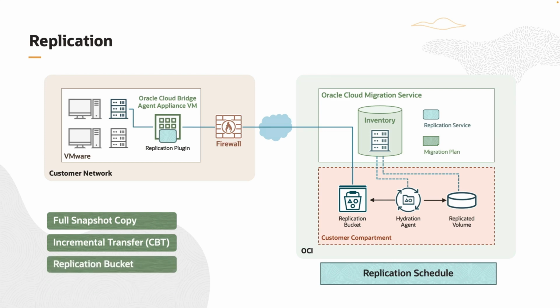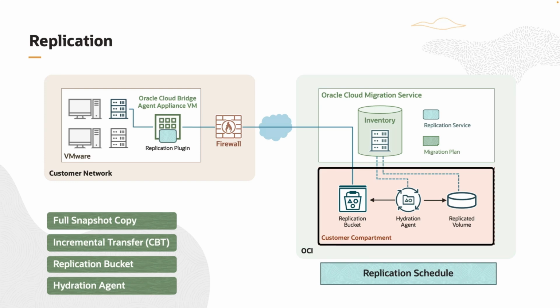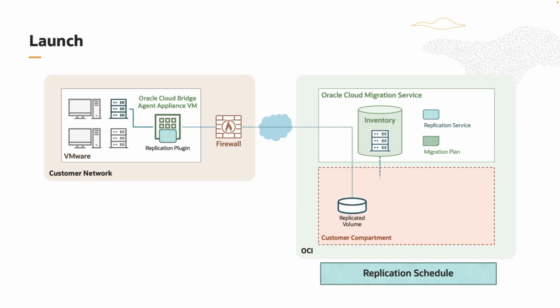The replication bucket is where the data is copied first, and that is what we referred to as the intermediate object storage bucket. The hydration agent is simply a compute instance that gets spun up during the migration process. It is used for transferring the data from the replication bucket into a replicated block volume. This hydration agent will be automatically provisioned, and it gets automatically terminated once the transfer process is complete. Now we have that replicated block volume, and the next step is to launch the target compute instance.